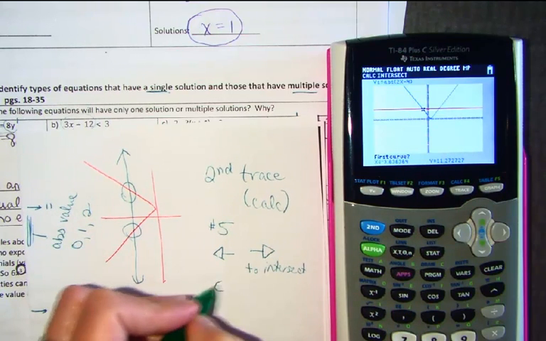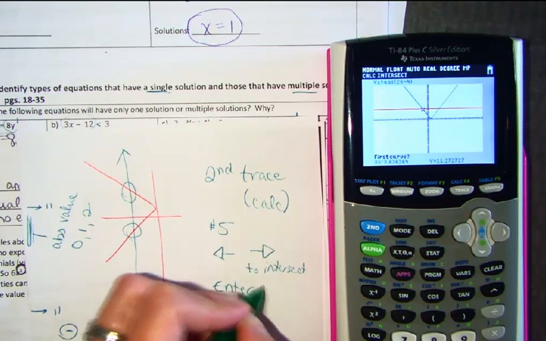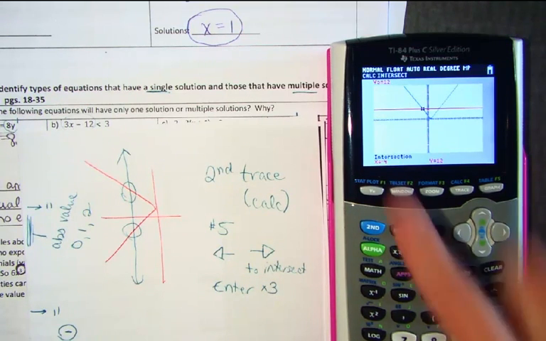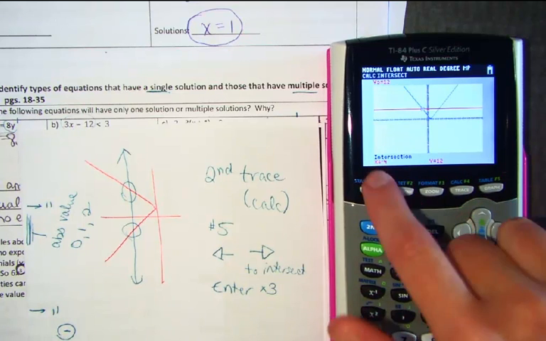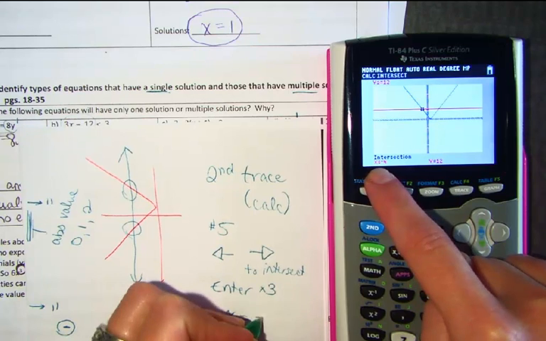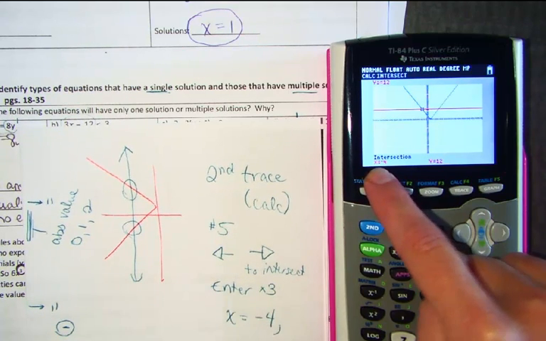And then hit enter three times. Enter, enter, enter. It should tell us specifically it's an intersection point. We want the x value. One of our answers is when x equals -4.